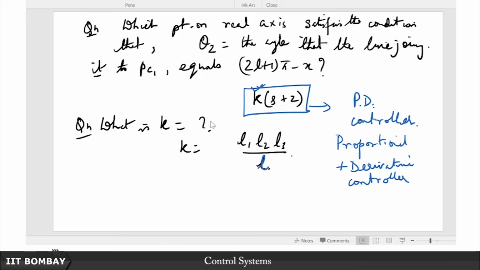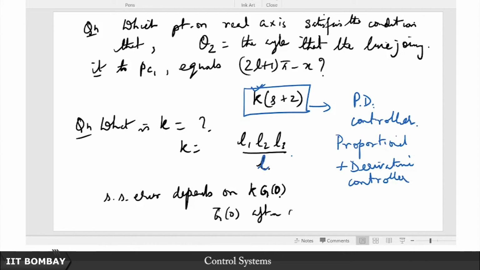But notice that what is this steady state error dependent on? The steady state error depends on k G0. Now what is G0 after the compensation? G0 after compensation is amplified by z.